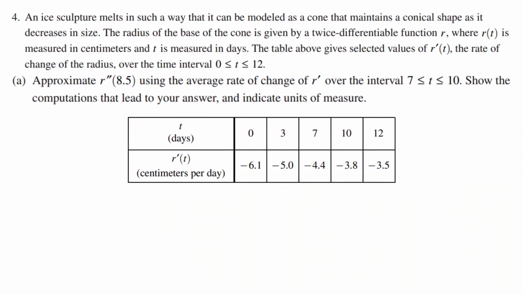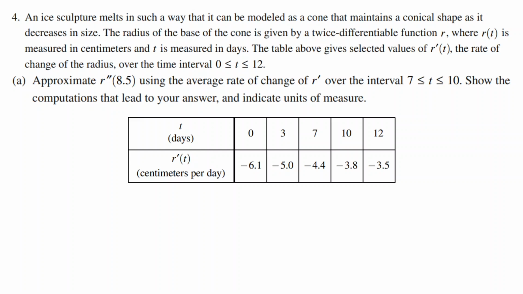An ice sculpture melts in such a way that it can be modeled as a cone that maintains a conical shape as it decreases in size. The radius of the base of the cone is given by a twice differentiable function r, where r of t is measured in centimeters and t is measured in days. The table above gives selected values of r prime of t, the rate of change of the radius, over the time interval 0 less than or equal to t less than or equal to 12. This is a table problem and it gives us t and r prime of t in the table.